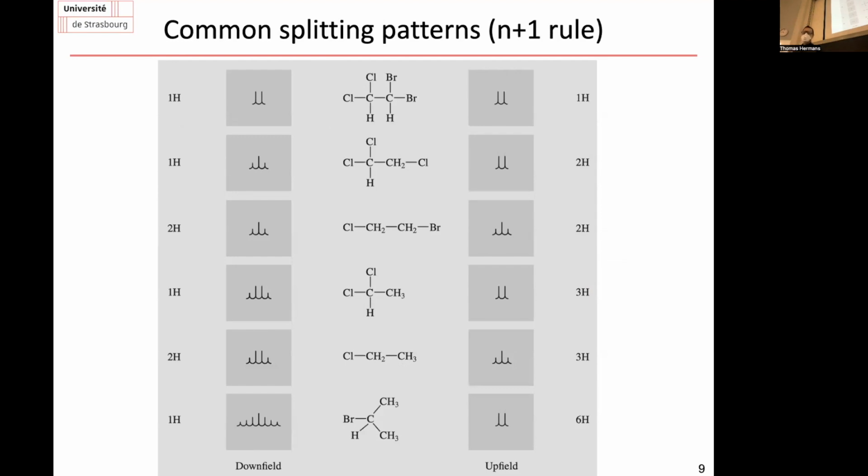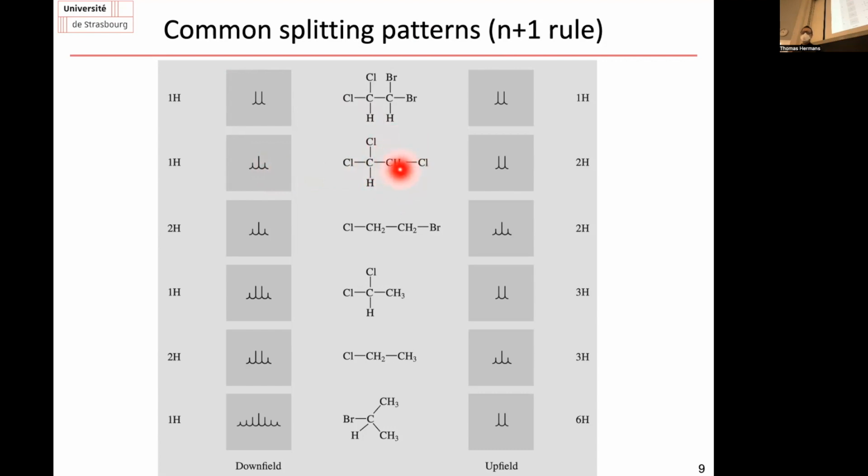Let's repeat the splitting patterns a little bit. If we look here, we have 2 columns, the upfield and the downfield shift. Chlorine is more electronegative than bromine, so this one will be more downfield than this one. They are both doublets because I have 1 proton here and 1 proton here, so they both have 1 neighbor. Now let's look here. We have 2 chlorines directly attached, so this will be the downfield region. I have 1 proton with 2 neighbors, so I get a triplet.